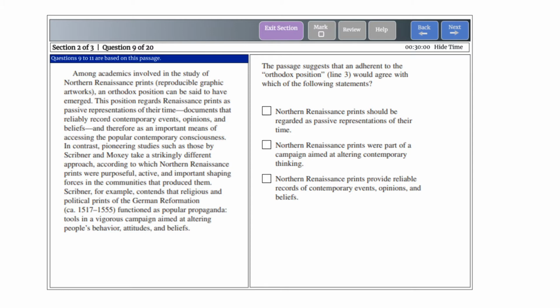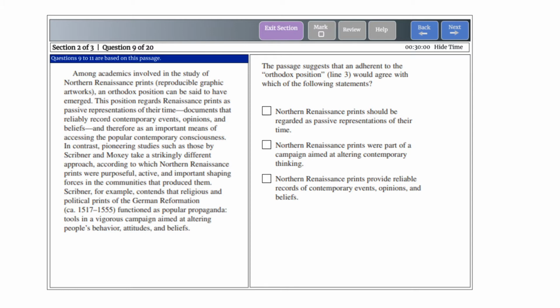And right away, we can see that A definitely has to be right. It says the orthodox position can be said to have emerged. This position regards Renaissance prints as passive representations of their time. Well, that's precisely what A says, so that one's definitely true.